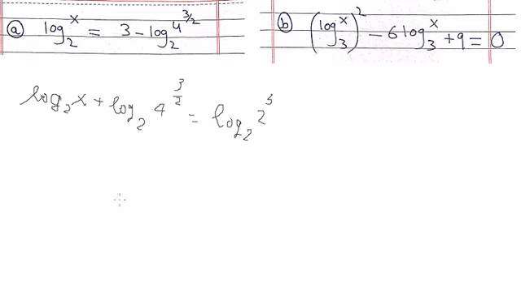Next we have log plus log, so we get log base of number 2 multiplied with s and with number 4 in here. So in this situation you get s multiplied with number 4 to the power of 3 over 2.